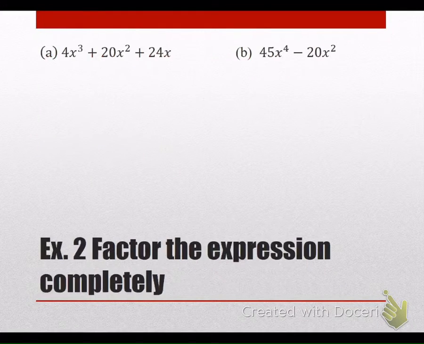Great. Let's look at example number 2. Now this says factor the expression completely. So obviously these leading coefficients are not 1 in letter A and letter B. So we are going to start by pulling out a GCF. So Tatiana, in letter A, what would you say the GCF is? 4. All right, 4. Is that all?